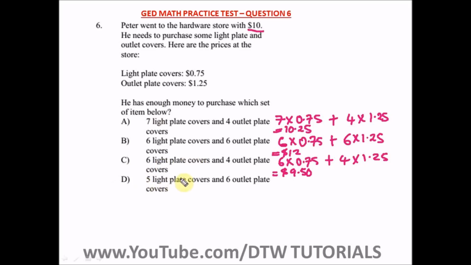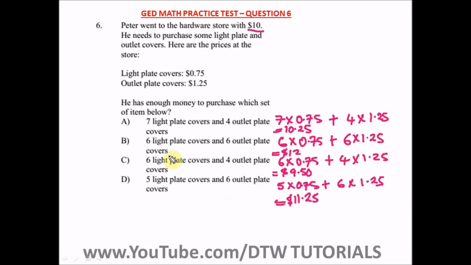But let's check option D also. Option D says 5 light plate covers, that's 5 times 0.75, plus 6 outlet plate covers, that's 6 times 1.25. If we punch it in our calculator, we get $11.25, which is greater than 10. So he doesn't have enough money to buy option D.